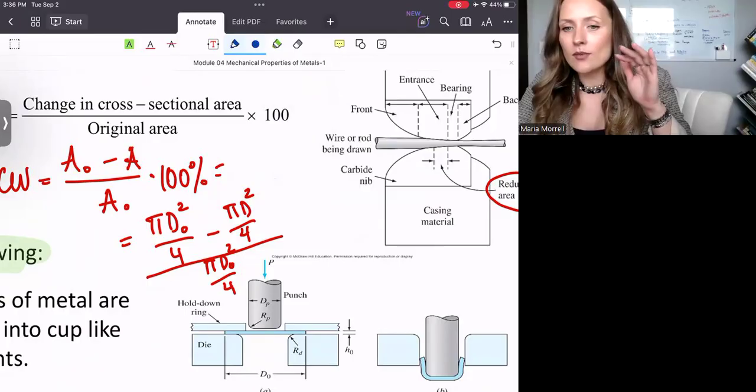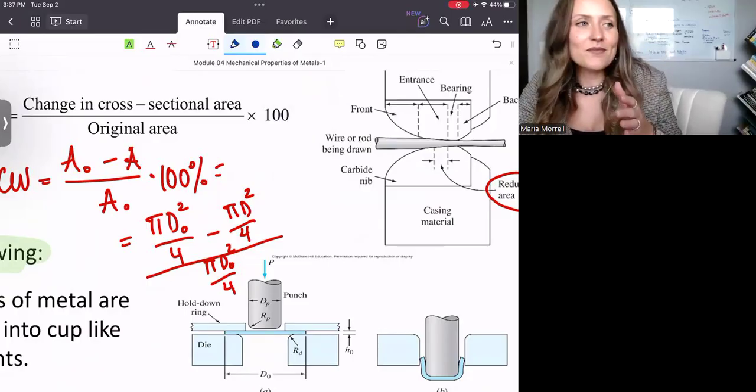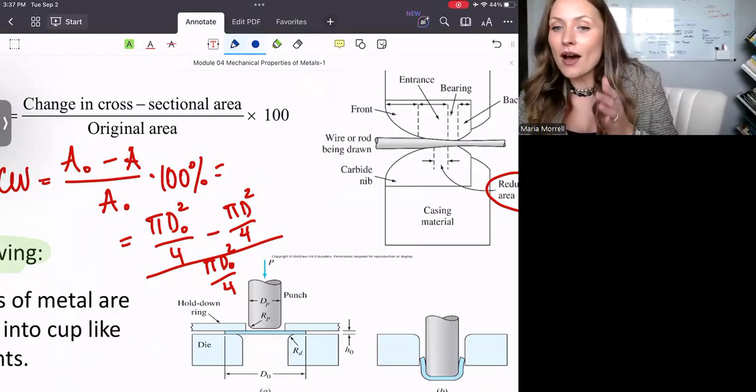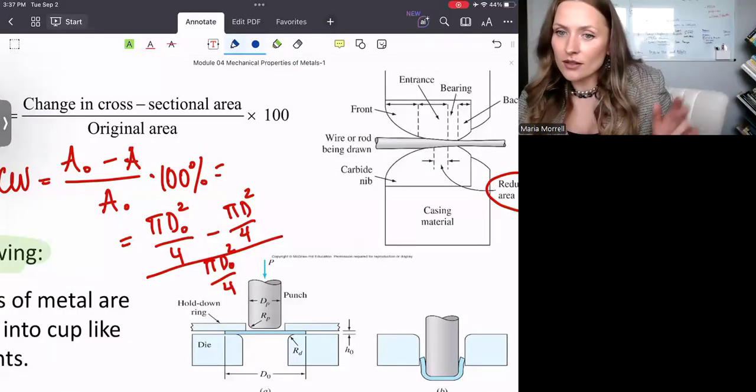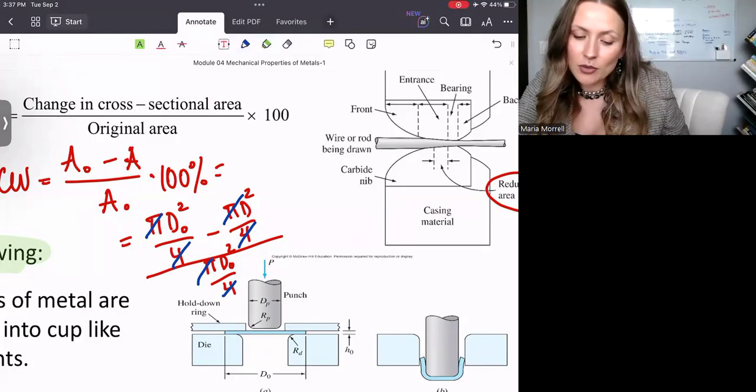Now, if I am to take the pi over 4 out in brackets, right? If I factor it out, I can get rid of it. And that means that my entire formula simplifies.